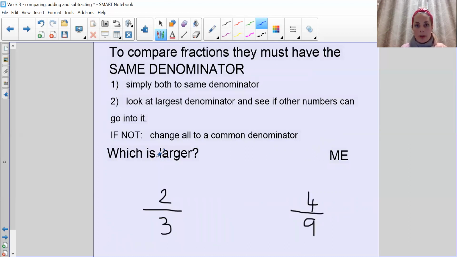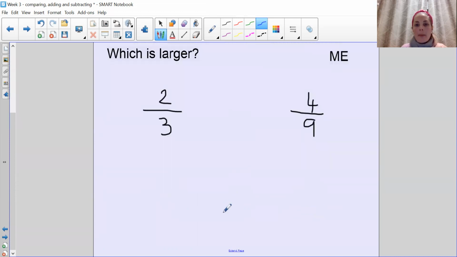So let's have a look at how we do that. Here are our steps to success. This is what we're going to be following today. So once we've made our equivalent fraction, this is what I'm going to follow to find out which one is bigger. So first of all, I have to have my bottom numbers the same. Are my bottom numbers the same? No, they are not. So I need to make both bottom numbers the same. That is step number one.